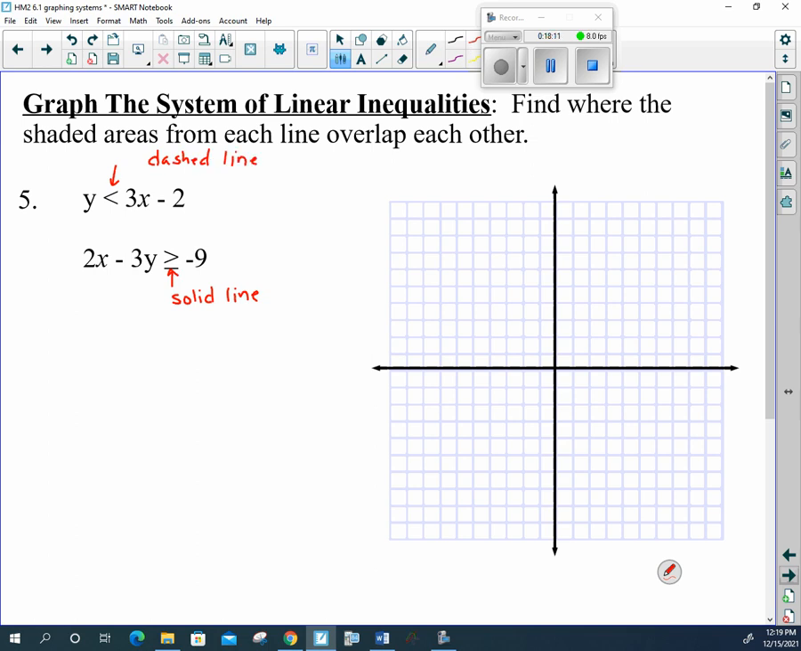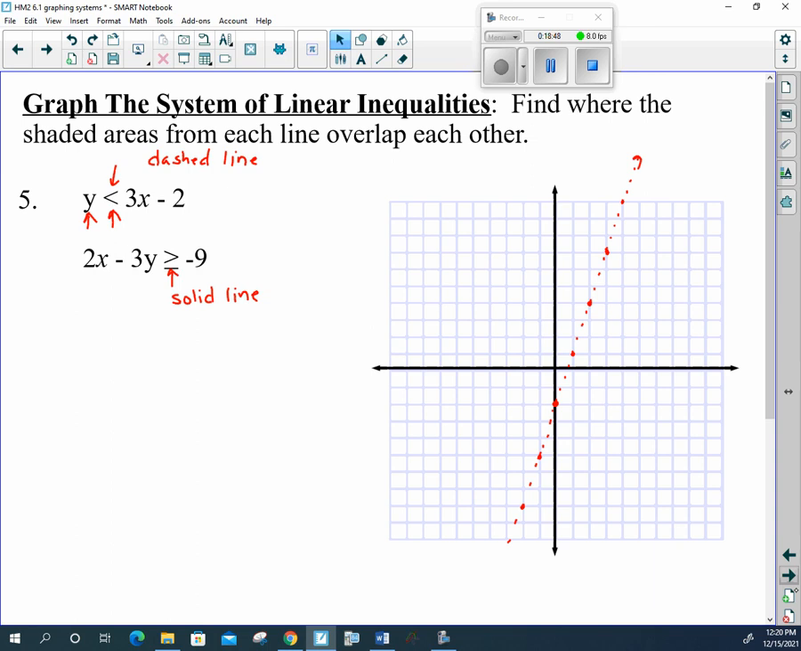All right, so let's graph y is less than 3x minus 2. So I'm going to come down here to -2. I'm going to go up 3 over 1, up 3 over 1, up 3 over 1. I'm trying to get a good line here. This is supposed to be dashed, so we're going to dash that. Okay, so here we go. Now, it says y is less than 3x minus 2.